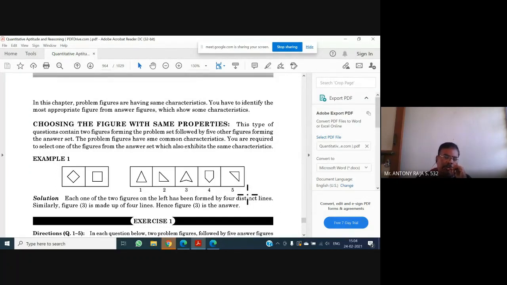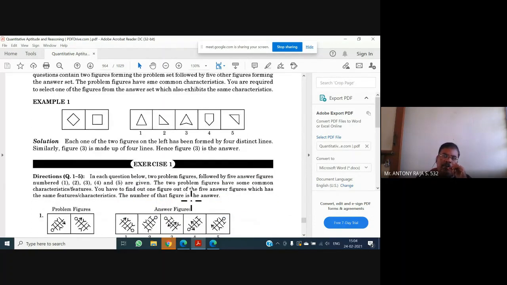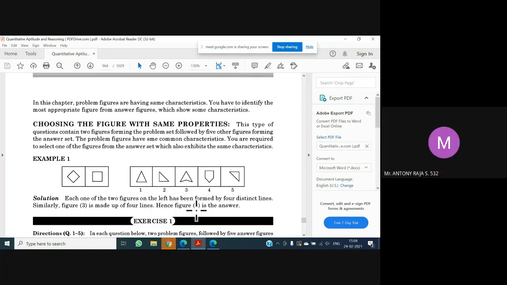First problem I will explain to you. Remaining problems are exercise problems. Here you see that exercise problem. I will give time to you and then again I will explain to you. Okay. So left hand sides are given and some space is provided here. So this is the problem figure. So you have to find out the solution or similar type of figure from the option given. Each one of the two figures on the left has been formed by four distinct lines. Here you see that two figures are given, left side, this is the right side.